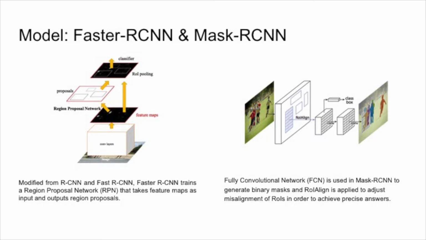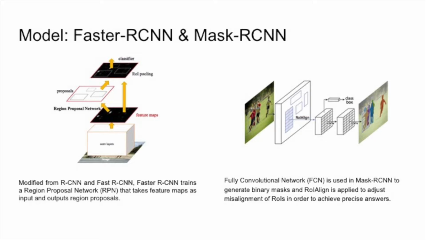In order to recognize and localize damages in images, we train two state-of-the-art models, modified from RCNN and Faster RCNN. Faster RCNN trained the region proposal network to output the bounding boxes of damages. To further improve the accuracy of localization and segmentation, we trained Mask RCNN, which used a fully convolutional network to output binary masks of localized objects.